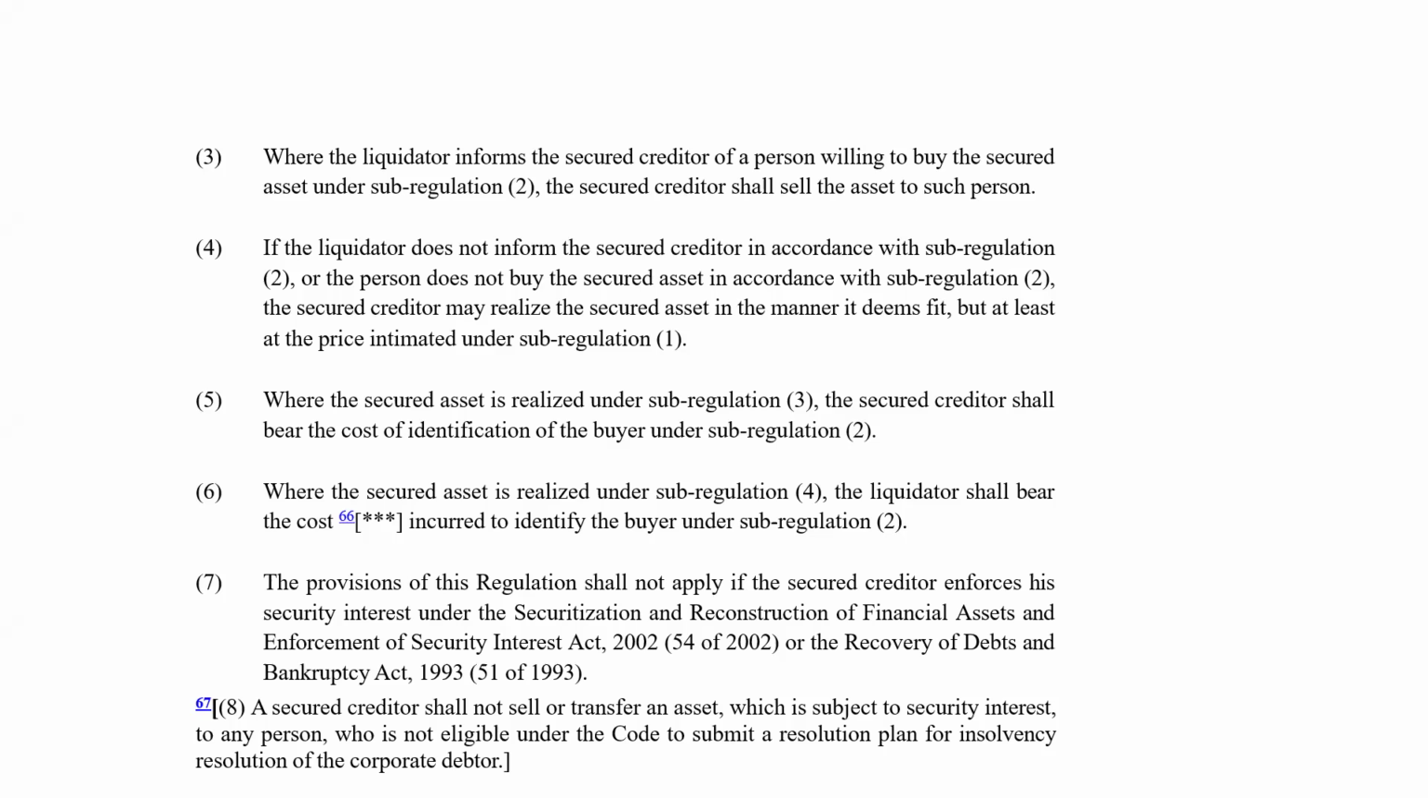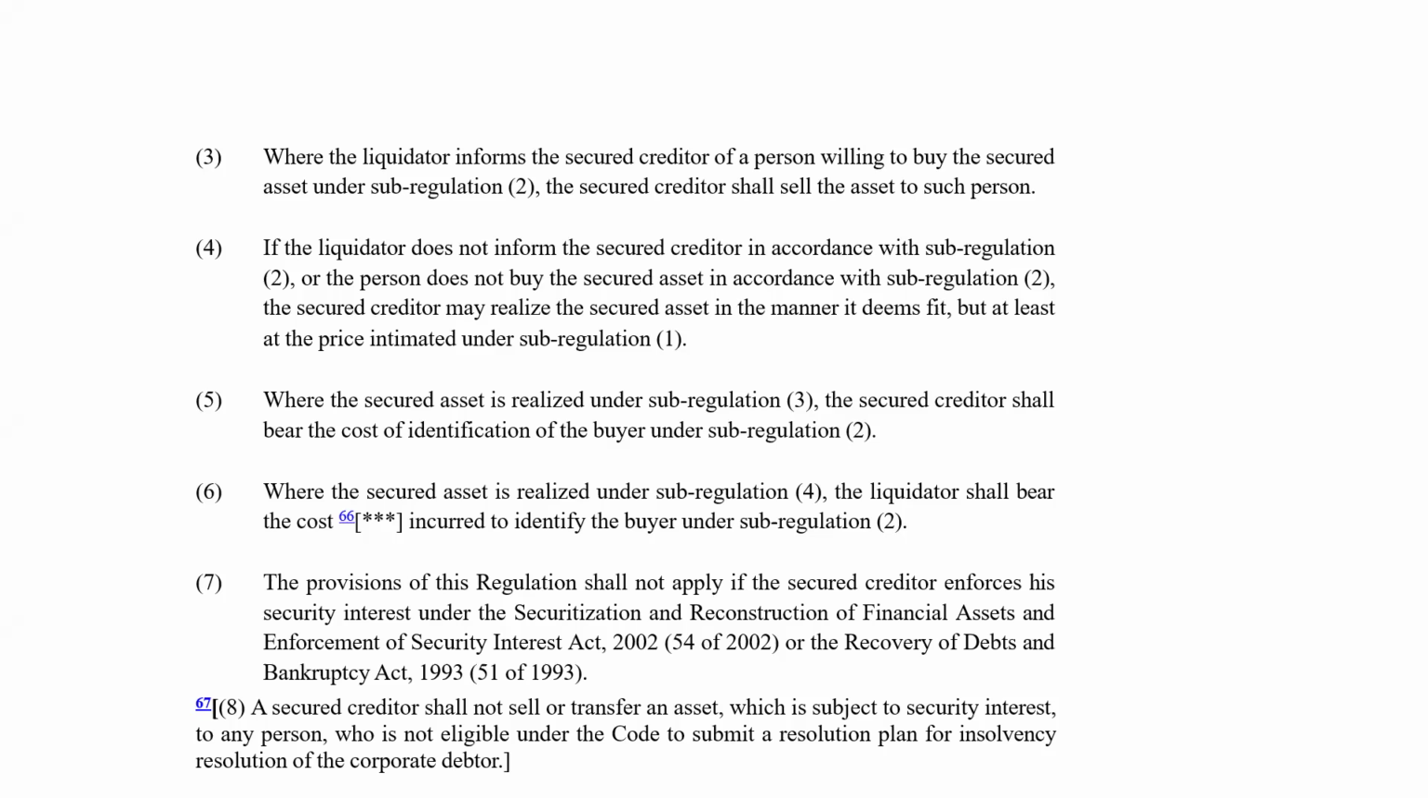So secured creditor said 80, liquidator did not say anything. Or liquidator said 90, but the buyer did not turn up, or he did not buy. Then the secured creditor may realize the secured asset in the manner it deems fit, but at least at the price intimated under sub-regulation 1. So because the secured creditor earlier said 80, now he cannot go below 80.